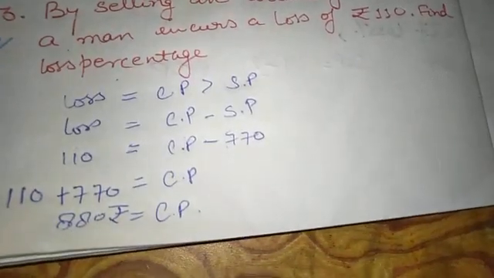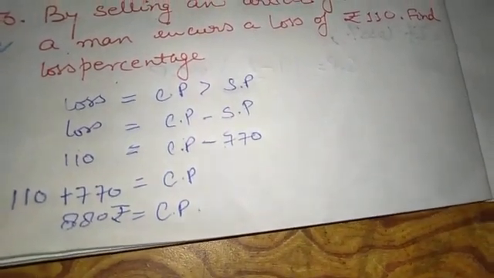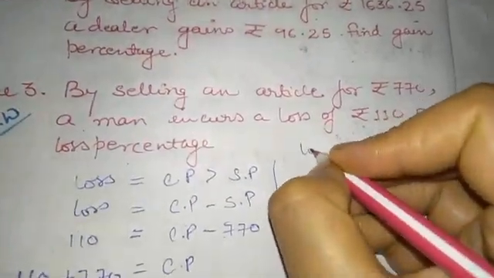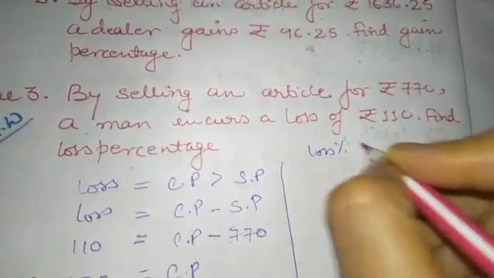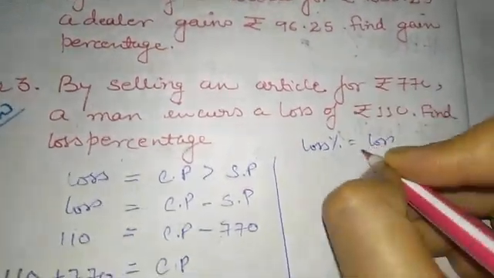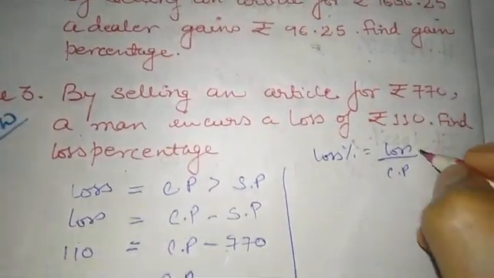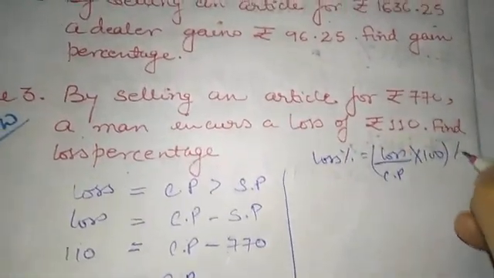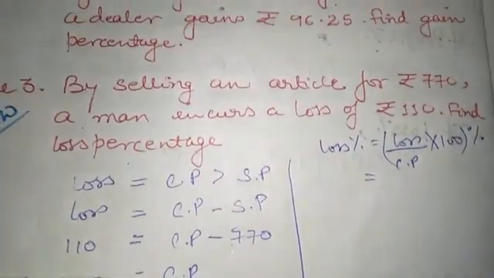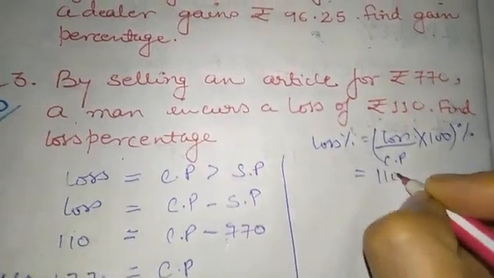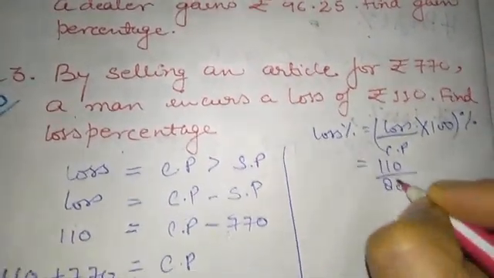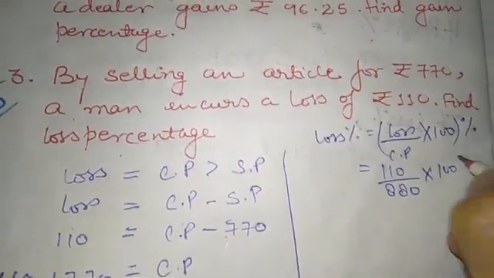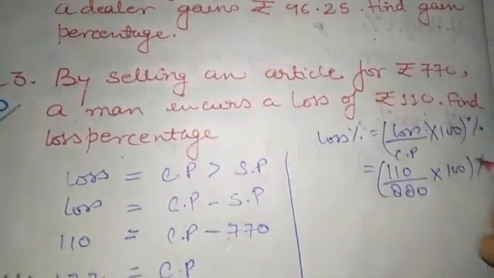Now all I need is to find the loss percentage. How will we find the loss percentage? By using the simple formula: loss percentage is equal to loss upon CP into 100 with the percentage sign. Loss is equal to 110, CP I found 880, into 100 upon percentage.